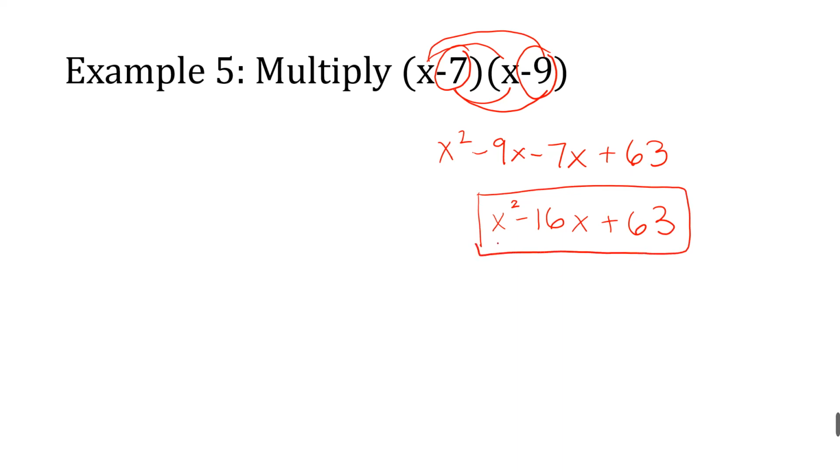50% is not a good score to be at, right? So make sure you're getting the signs correctly or else you're not understanding the material. Okay, so hopefully you got x squared minus 16x plus 63.